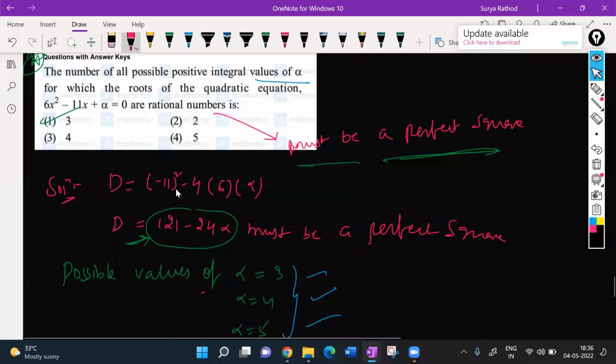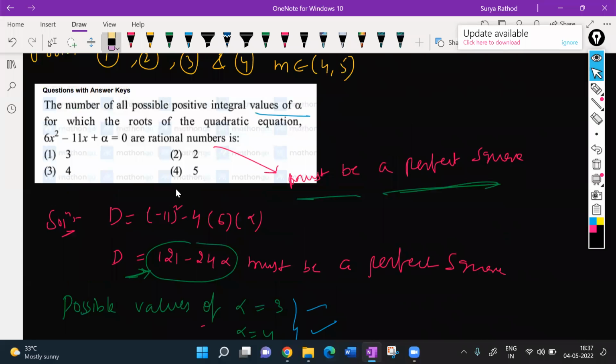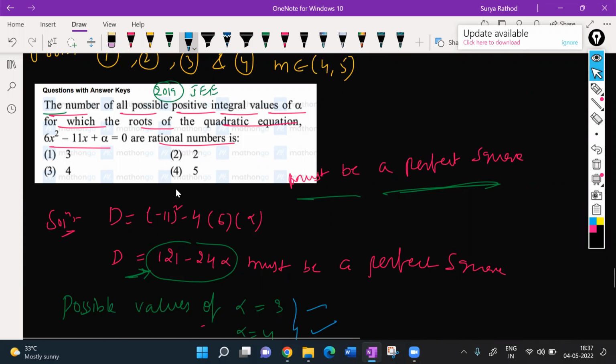Look at this here. Everyone, let me teach you this question here. If the number of all possible positive integral values of alpha for which the roots of the quadratic equation are rational numbers. This question has been asked in JEE 2019, the engineering entrance exam.